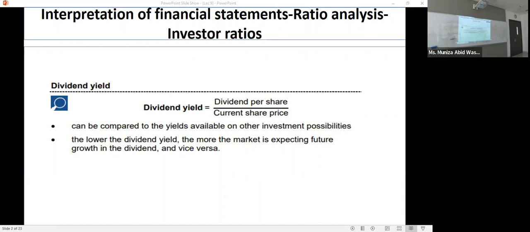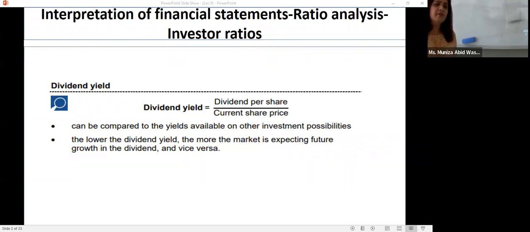Yield is the amount of the return which is present on any kind of investment. Okay, so dividend yield, dividend is a kind of a return on the shares. The dividend yield is dividend per share divided by current share price. How much potential each share is having in order to produce a dividend is dividend yield.